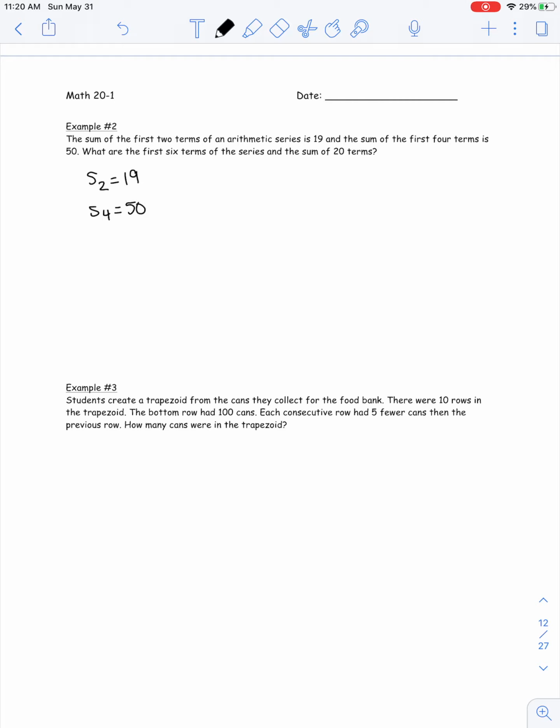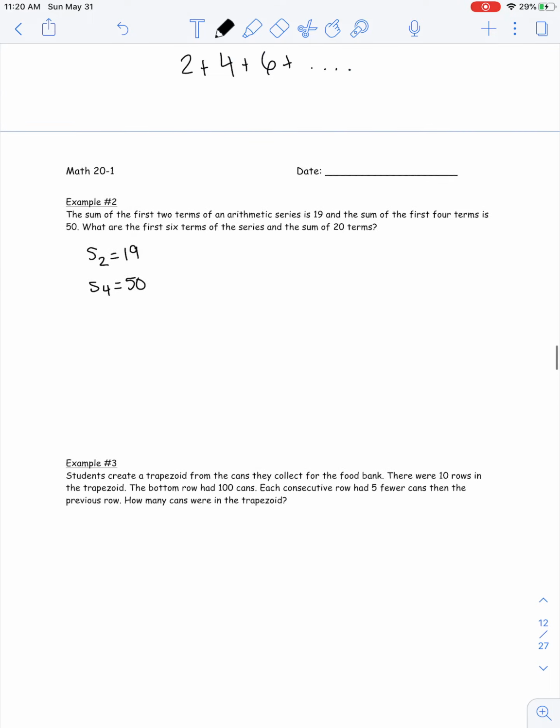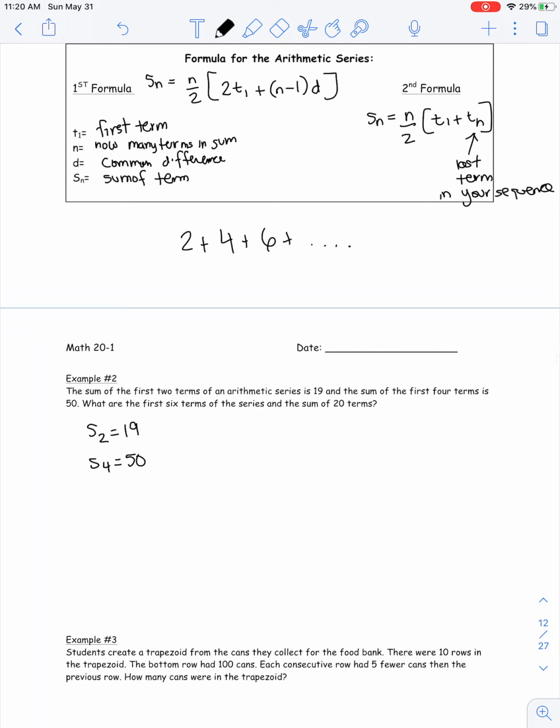The sum of the first 4 terms is equal to 50. So this information is given. What are the first 6 terms of the series and the sum of 20 terms? Well, there's a lot of information we're missing, so we're going to start by putting this into the equation. So the 4 represents our n, and the 50 represents our Sn.